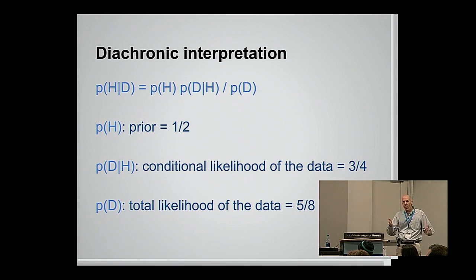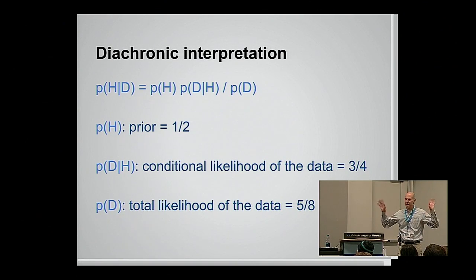And then the one that takes a little bit of thought is the denominator, which is the total likelihood of the data. In this case, because I chose the bowls randomly and then chose a cookie at random from the bowl, it's the same as if I just dumped the 2 bowls into one big bowl and drew from that. So the total likelihood of the data is the probability of drawing a vanilla cookie from the total collection of cookies. And in this case, they are 5/8 vanilla, so that's my denominator.